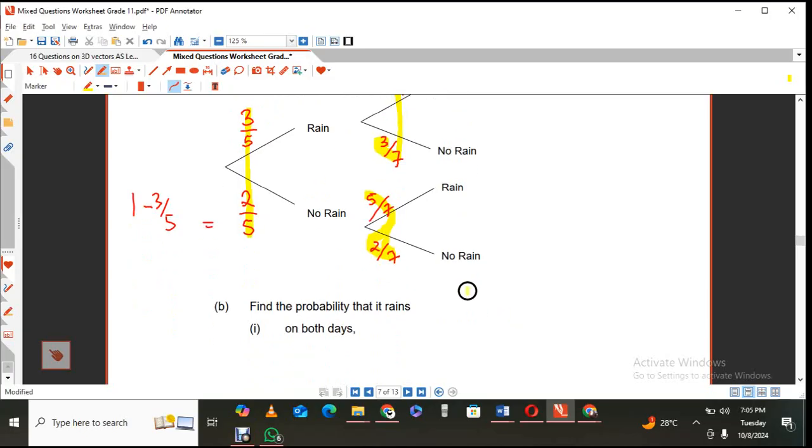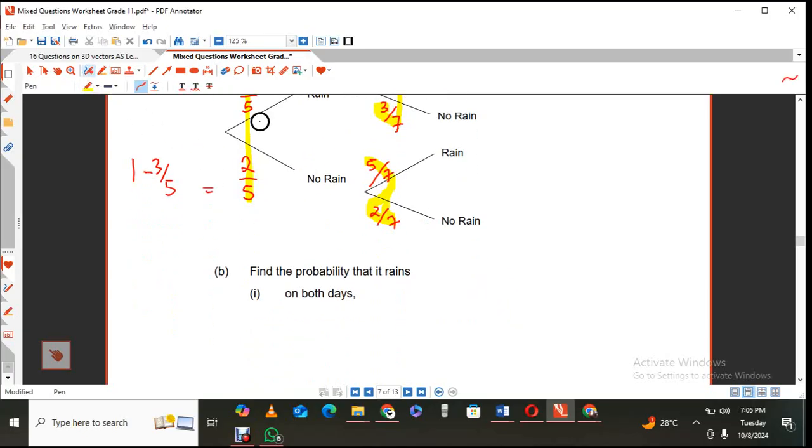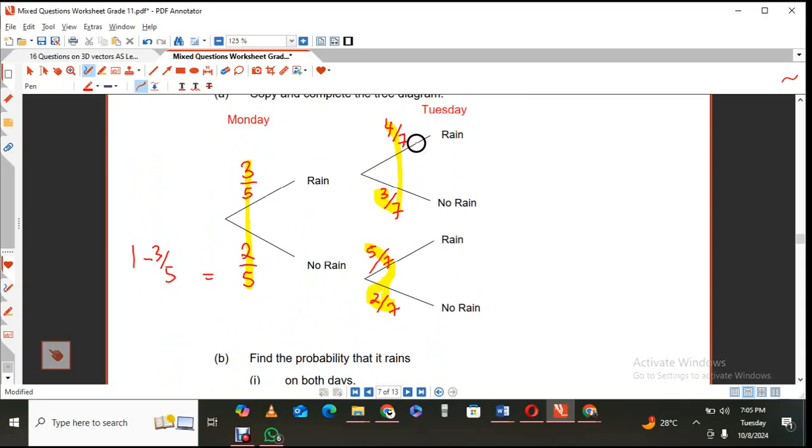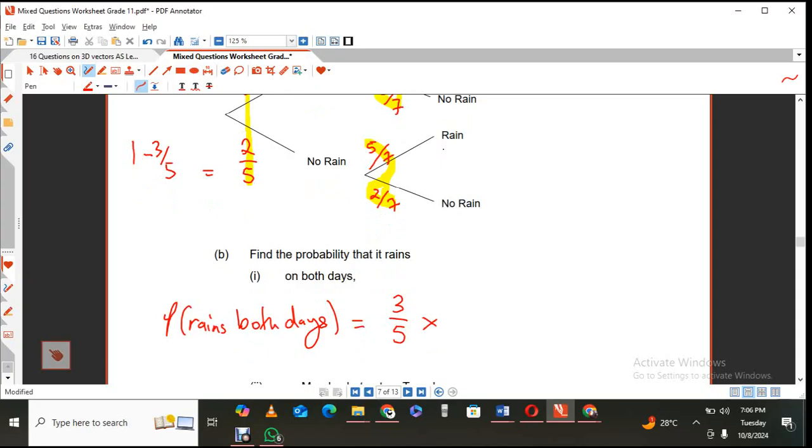Now, question B, Roman 1 says, find the probability that it rains on both days. So you go to rain, the first fraction, which is 3 over 5, and if you are going along the branches like that, you multiply. So rain 3 over 5 times 4 over 7. You can go ahead and multiply, that gives you 12 over 35.